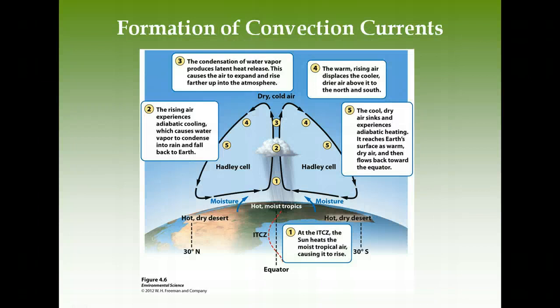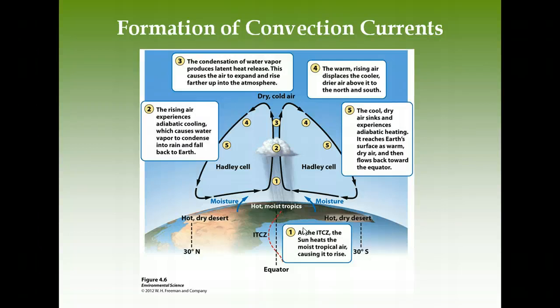So let's look at how these actually work. We'll start off at the intertropical convergent zone. And this is where the sunlight is usually hitting most directly, in and around the equator. So, as we discussed earlier, more heat from the sun is driving evaporation, so it's warming up that air. The air is going to start to rise because warm air rises.